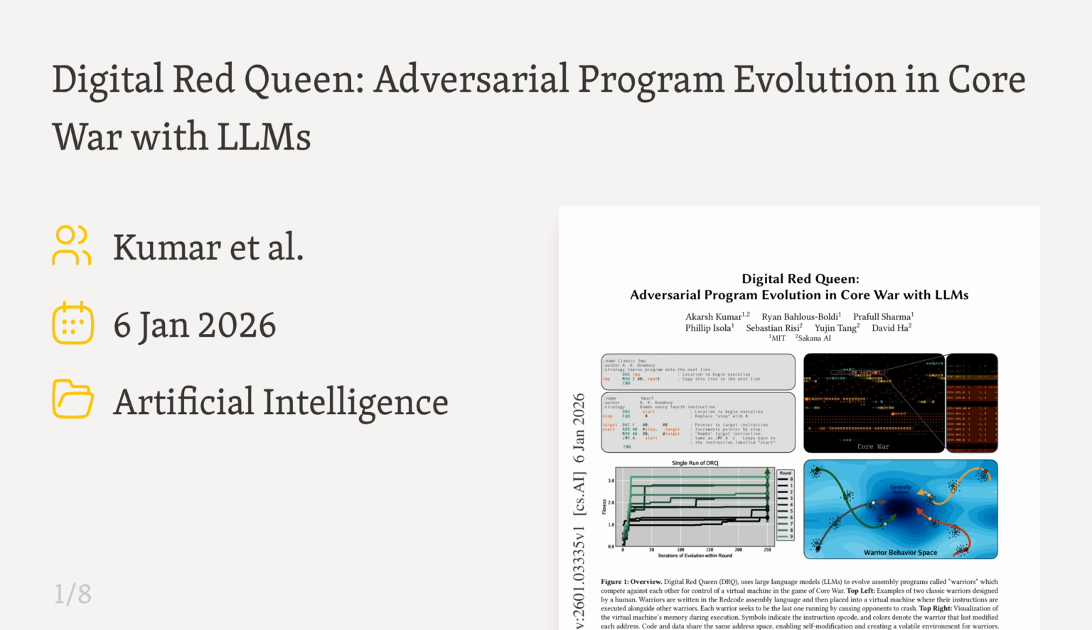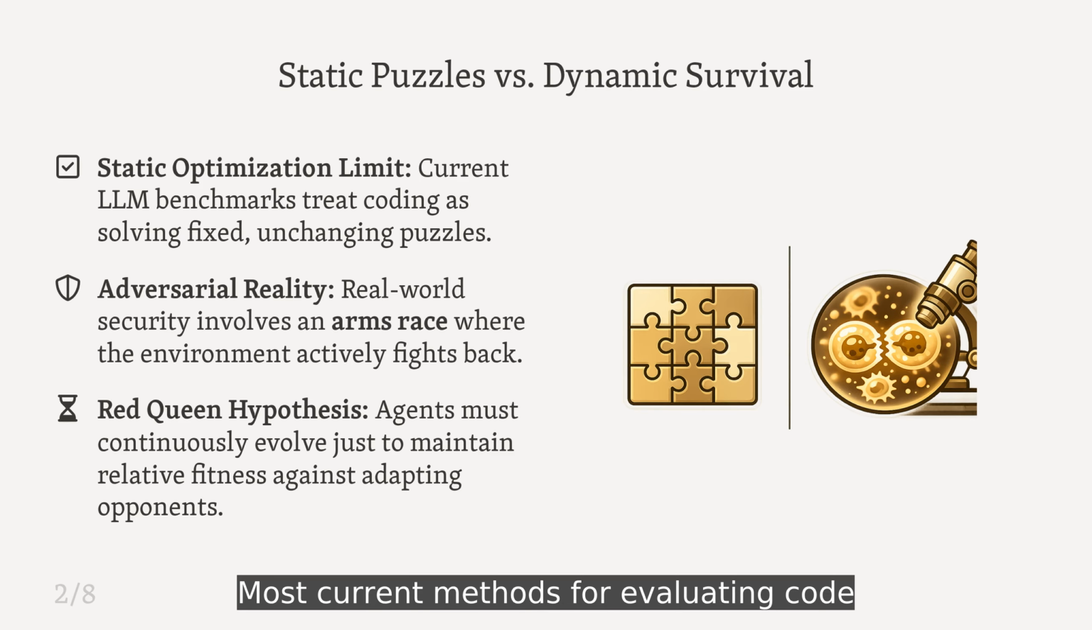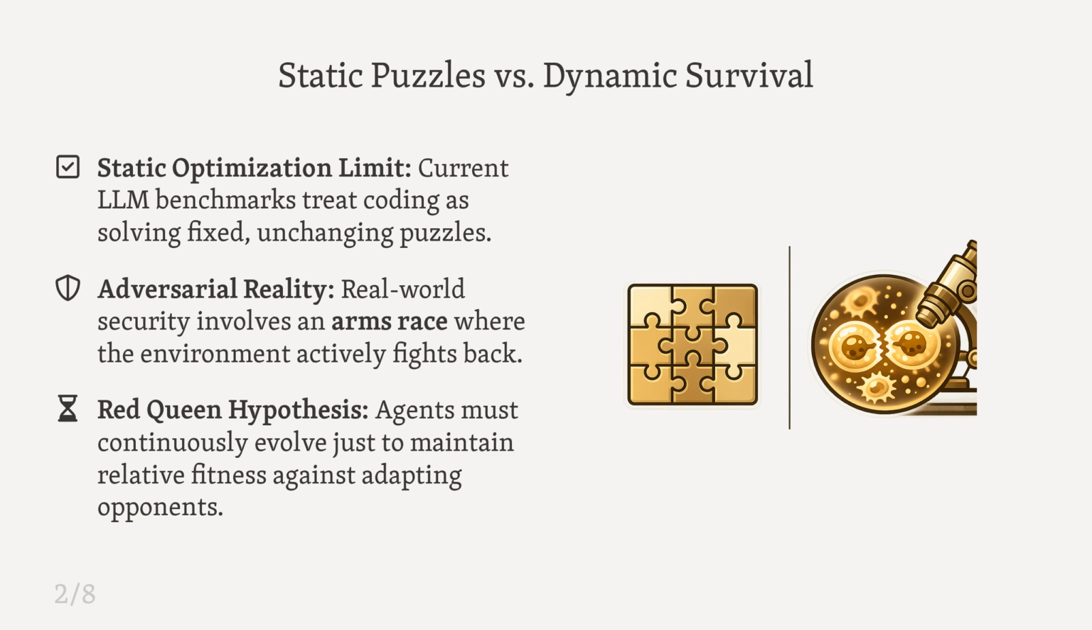known as Core War. Most current methods for evaluating code generation treat problems as static puzzles with a single correct answer. However, the authors argue that this misses the reality of domains like cybersecurity, where the environment is dynamic and adversarial. To study this, they invoke the Red Queen hypothesis, suggesting that an AI agent must constantly evolve its strategies simply to survive against opponents that are also adapting.